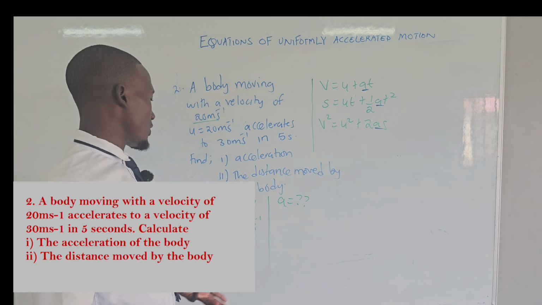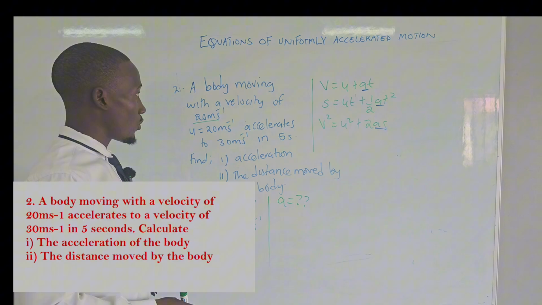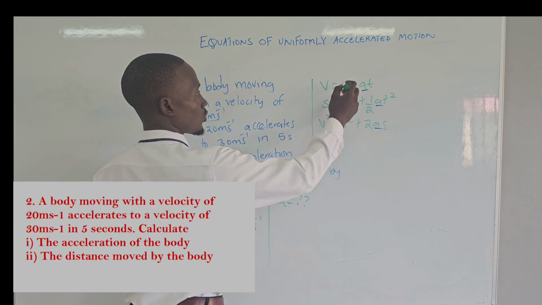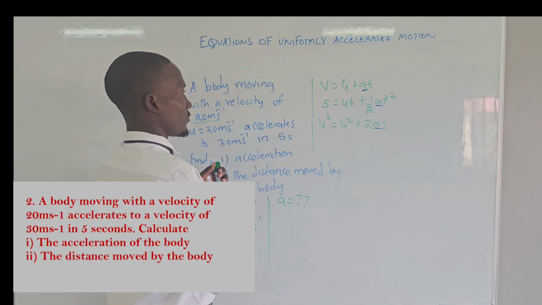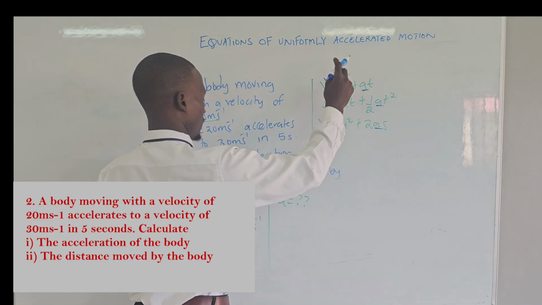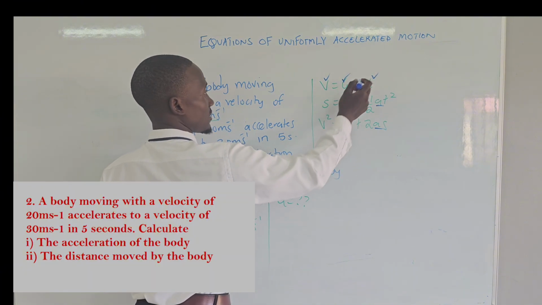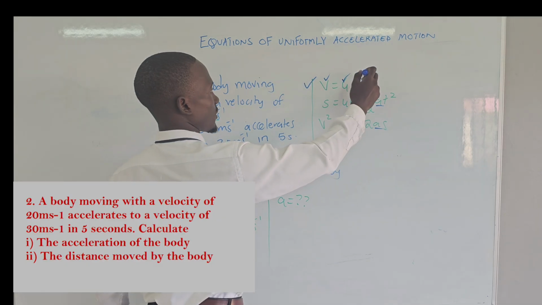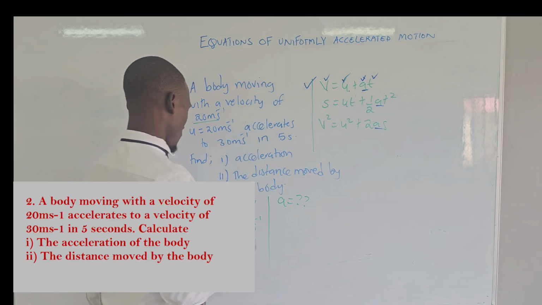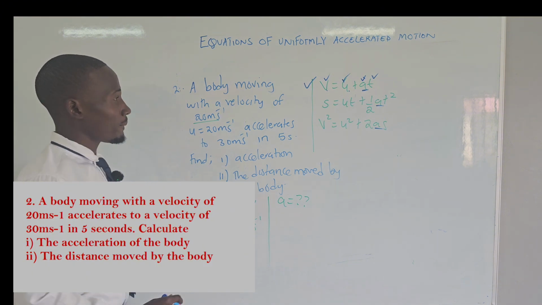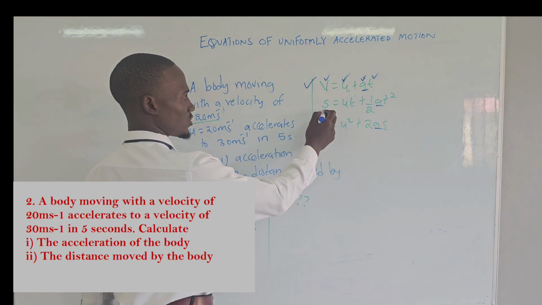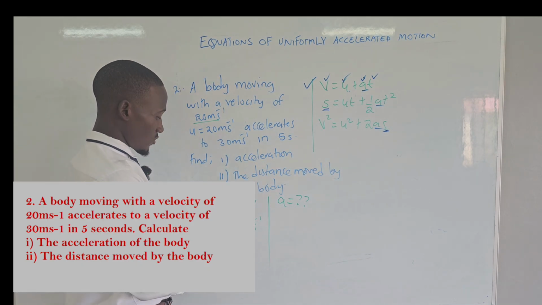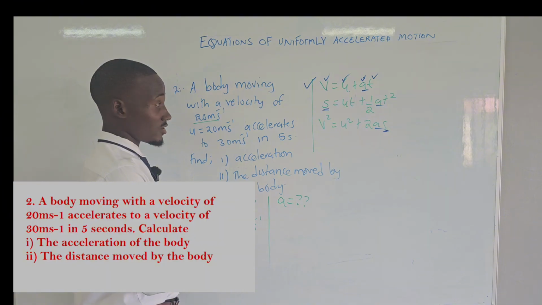But what do I have? I have a u, a v, and a t. So it means this is the best equation to use because it has what I'm looking for and the other 3 pieces of information I have here. Let's look at the second equation. The second equation has s, of which I don't have s here. So s is unknown. I can't use the second equation.